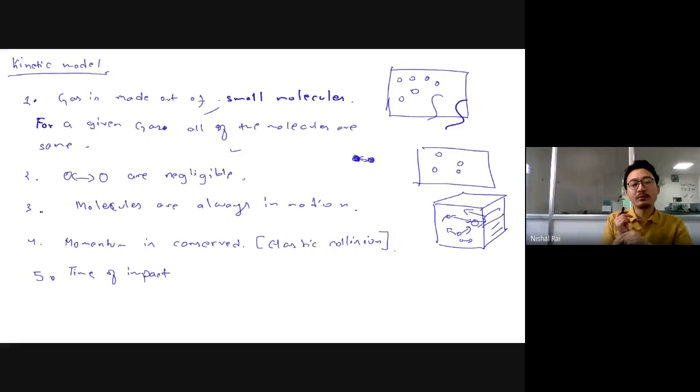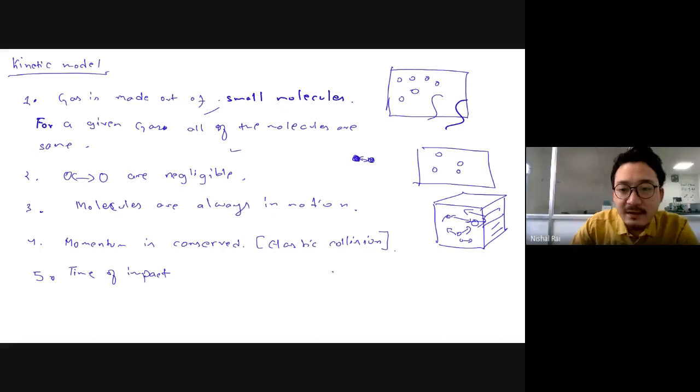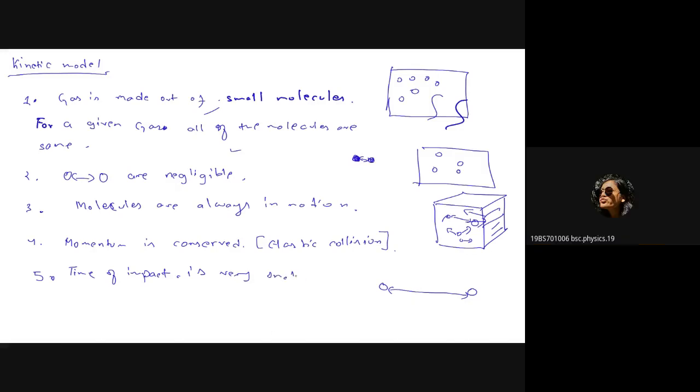You all know about the mean free path, no? The distance traveled between two successive collisions. Do you all remember? We have done this in electricity. So the distance traveled, or the time taken, between two successive collisions is much greater as compared to your time of impact. It's very small.